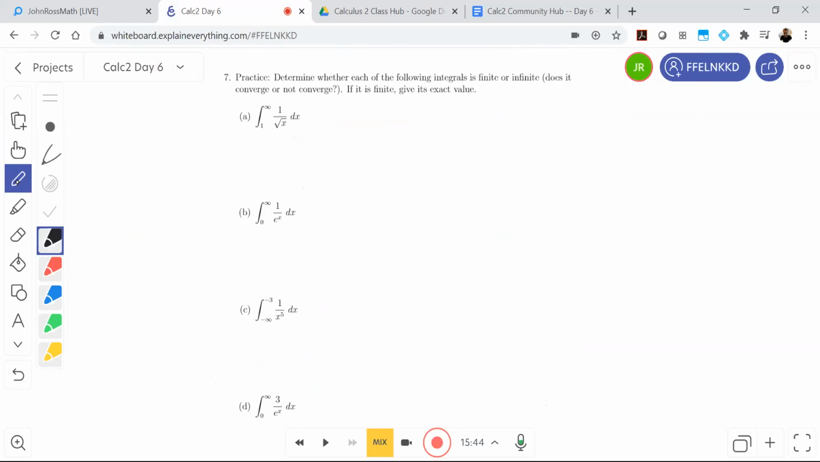So what we have here, the integral, again, this is from 1 to infinity. The infinity is the problem. So we'll end up calculating an integral from 1 to b of 1 over root x dx, and then we'll take a limit as b goes to infinity.